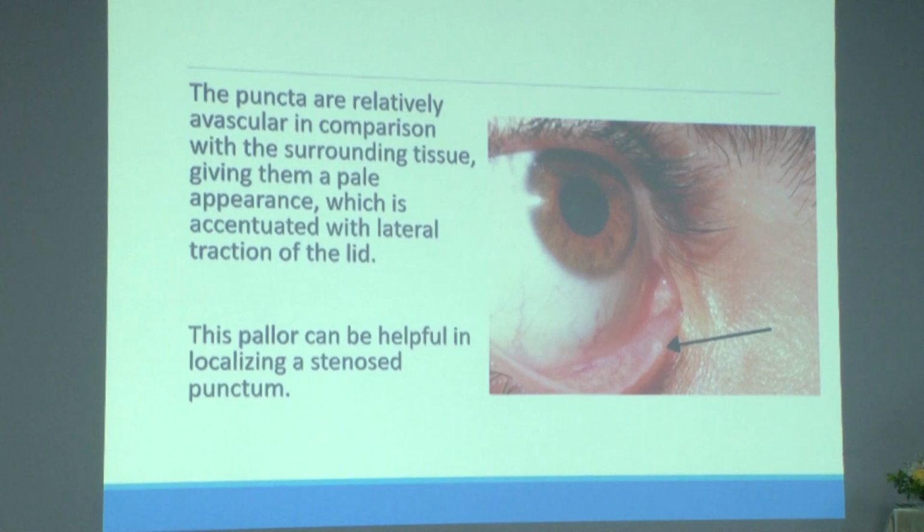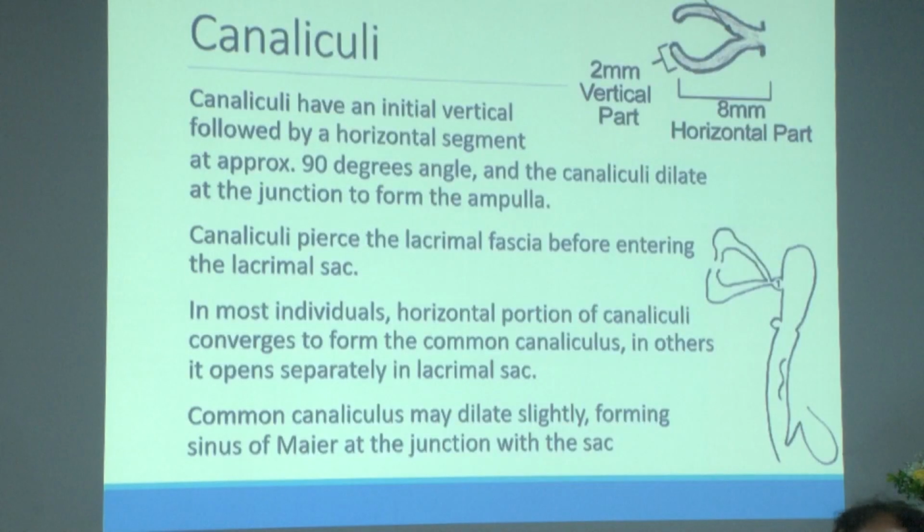The puncta are relatively avascular structures in comparison with the surrounding tissue, giving them a pale appearance which is accentuated with lateral traction of the eyelid. This pallor can be helpful in localizing a stenosed punctum.